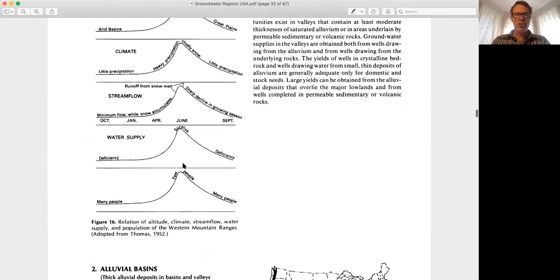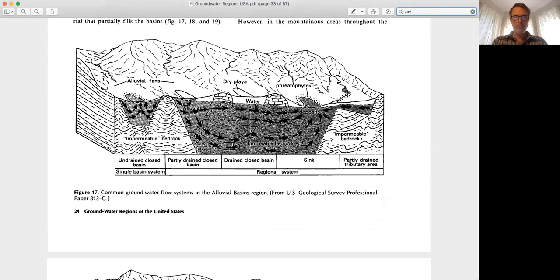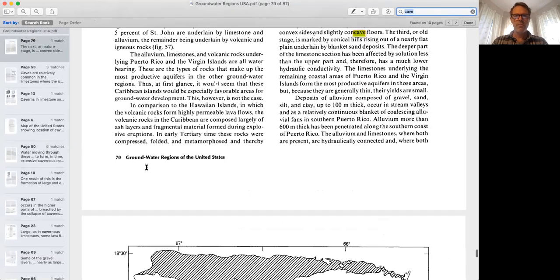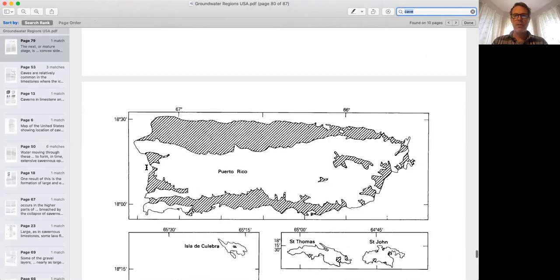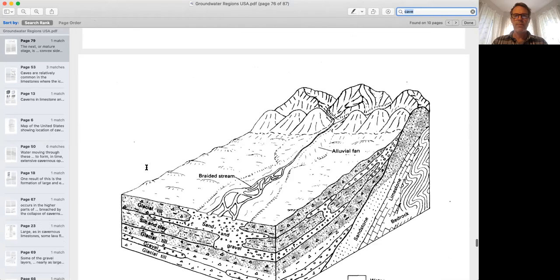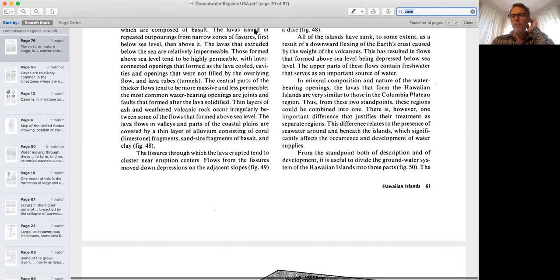But I wanted to show you, I don't know if it's in here. Let's see if it's in here. There's a map I thought of cave locations around the US. Maybe it's not in here. Well, anyway, it's not.